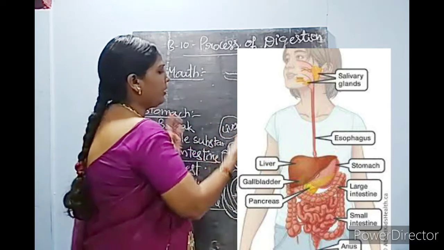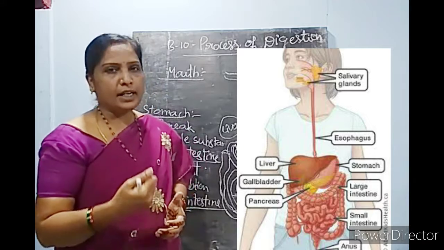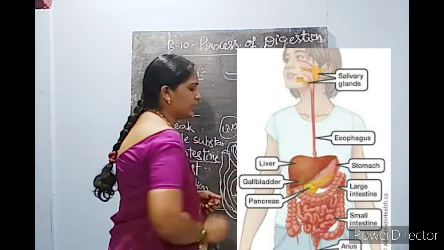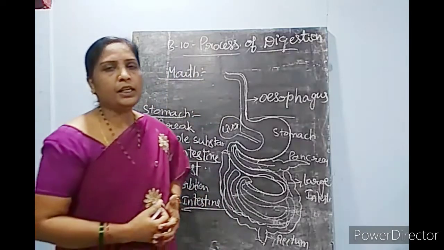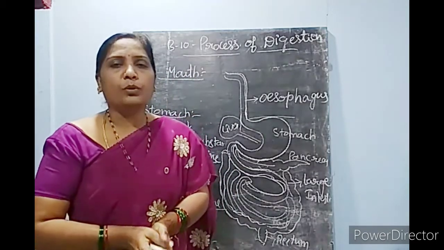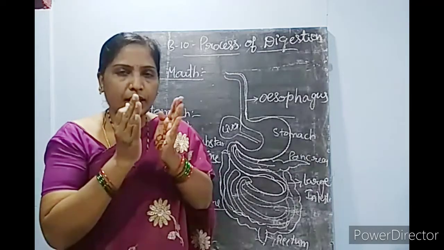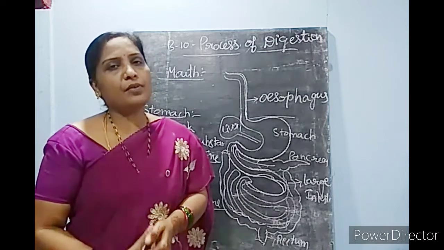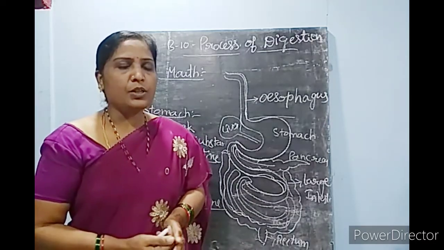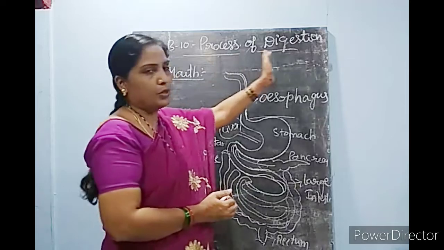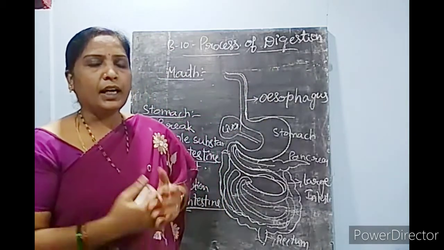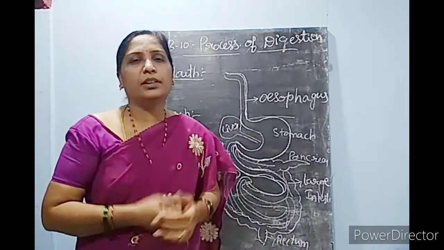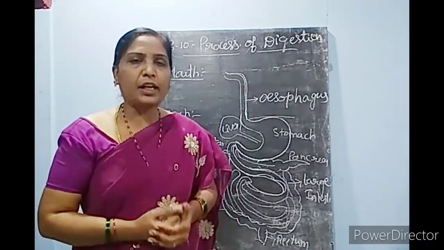So these are the different parts of your digestive system. These parts help to digest the food. Whatever food you are eating gets broken down and releases energy for us to do all our activities. So this is about the process of digestion. Now, can you tell me what happens in the mouth? The food gets broken down.